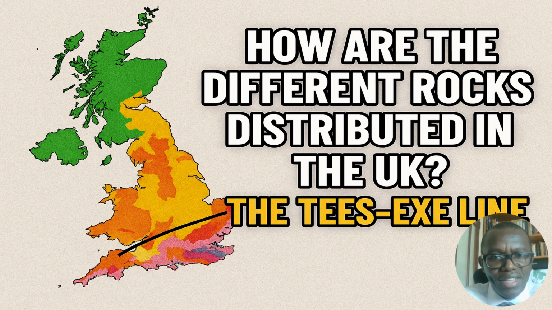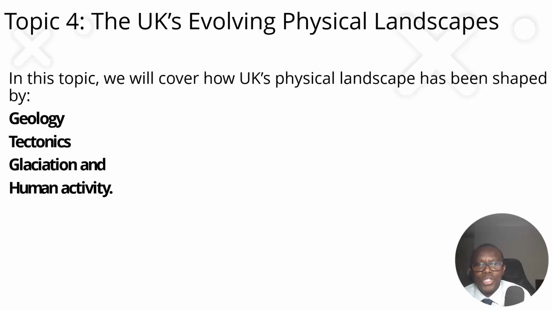Okay, let's get started. So in geography, we study both human and physical geography. And in this case, we will be looking at physical geography, which studies the natural landscapes. In particular, we will be looking at the UK's physical landscapes. Now, the physical landscapes in the UK have been shaped mainly by geology, tectonics, glaciation, and human activity.